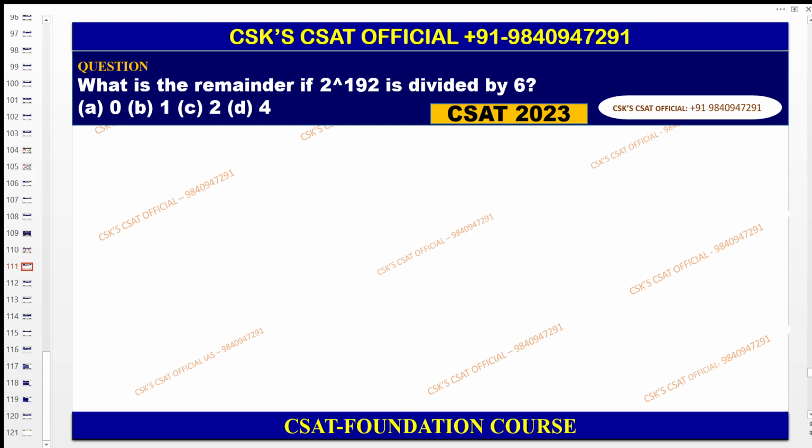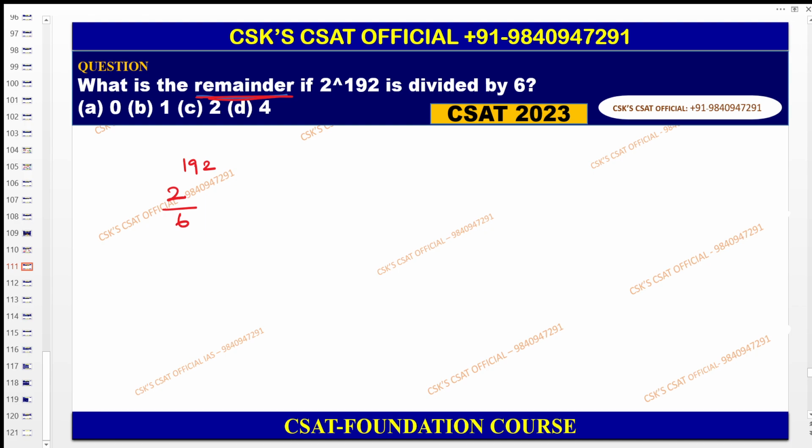See, this is, I think, the fourth or fifth question we are seeing now. Yesterday, how many remainder questions have we seen? Two to three, minimum three questions you have seen, right? So here, 2 power 192 by 6.